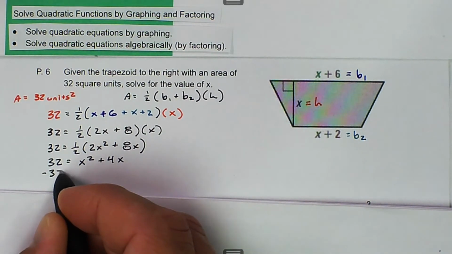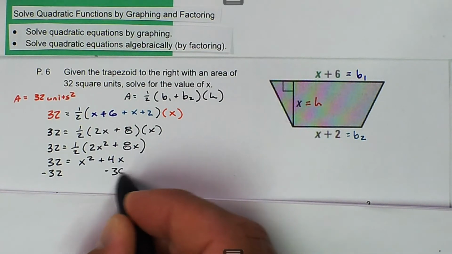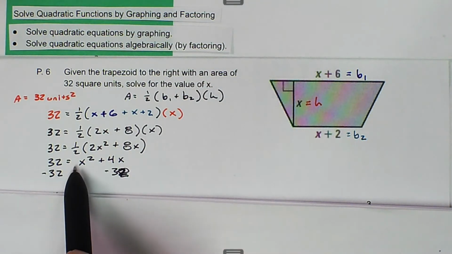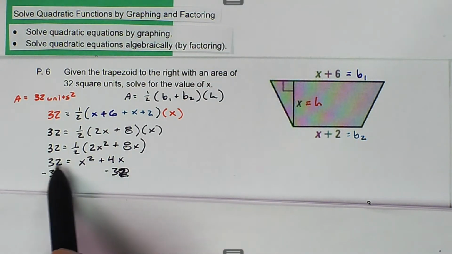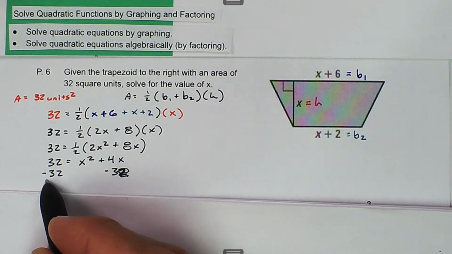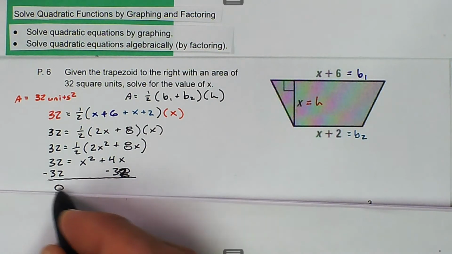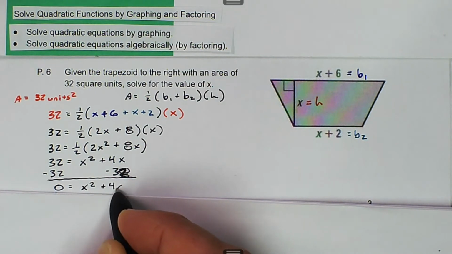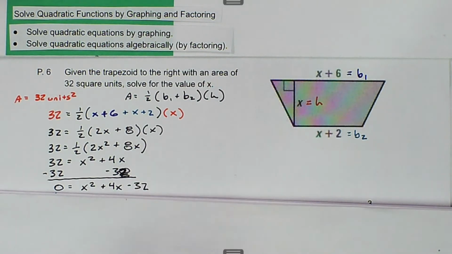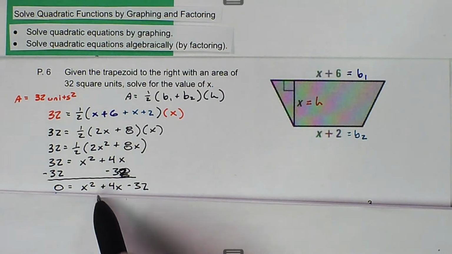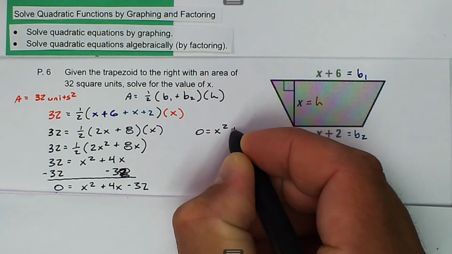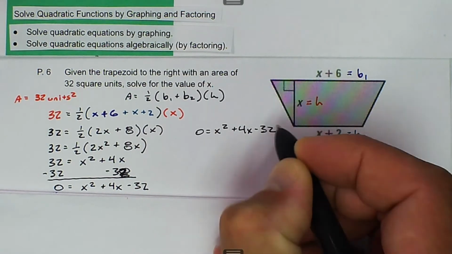And then we can subtract 32, because this is a quadratic function now, and we have to make sure we have 0 on one side in order to solve. So we get 0 is equal to x squared plus 4x minus 32. And then we need to factor this. I'm just going to write it down over here again: 0 is equal to x squared plus 4x minus 32.